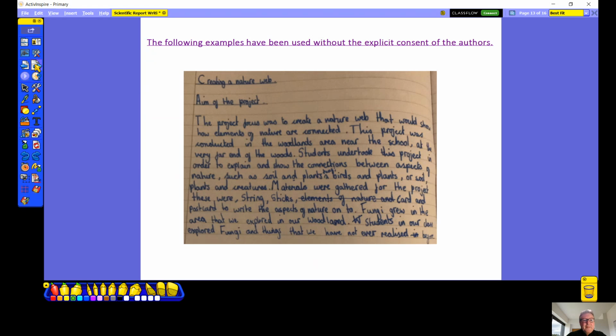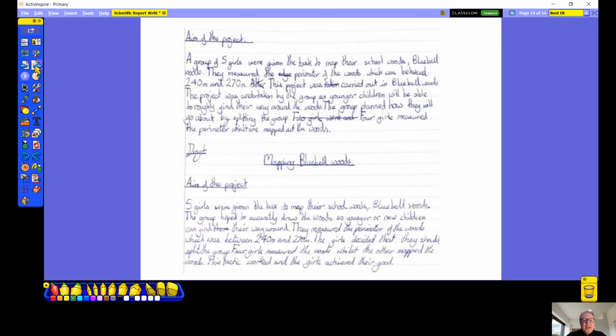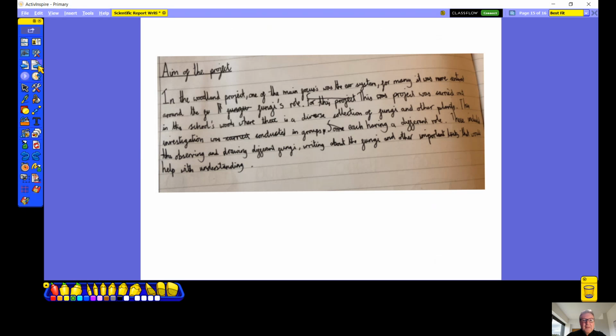For those of you who have continued with the video and would like to have a look at some of your classmates' work, here are some examples. Here's an example of creating a nature web, and this is the aim of the project. Here's another aim. So the focus here is on the mapping project. And another aim.